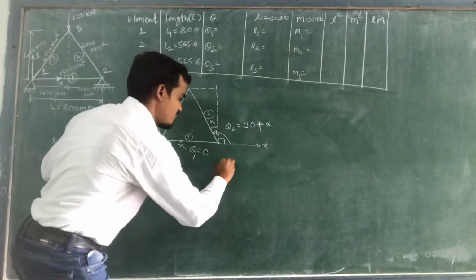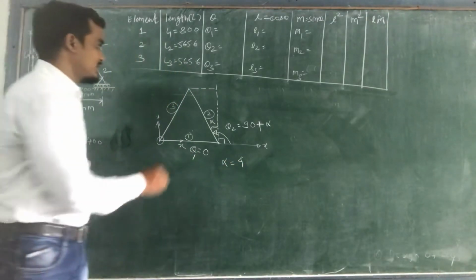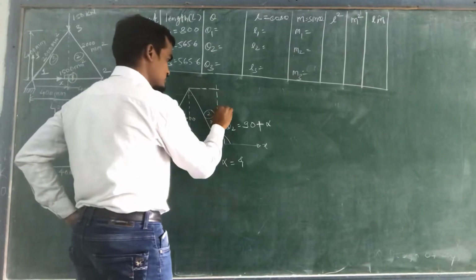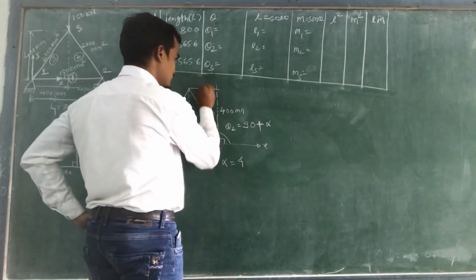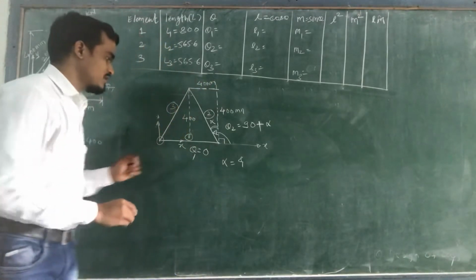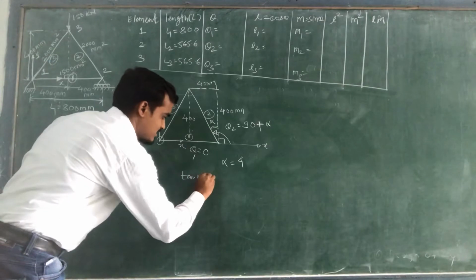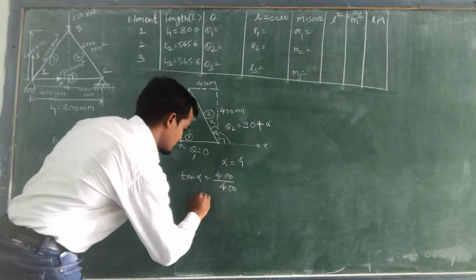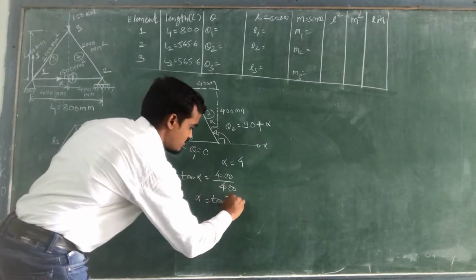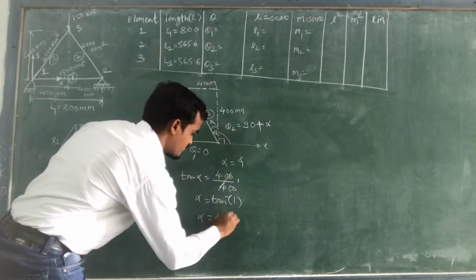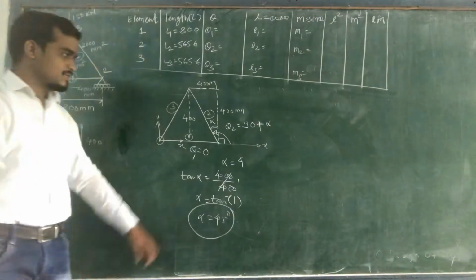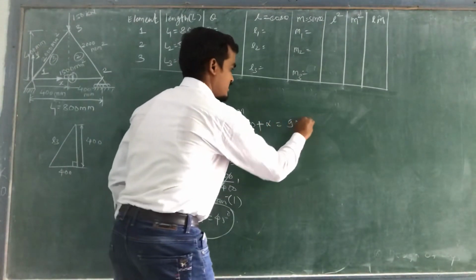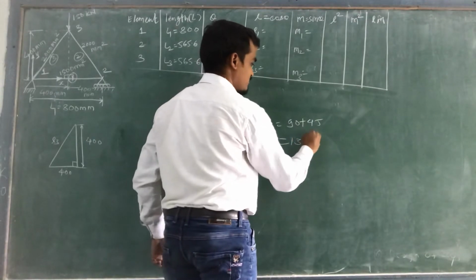So how do we find alpha? This side is equal to 400 mm, and this side is also equal to 400. So tan alpha is equal to the opposite side by the adjacent side, 400 by 400, so alpha will become tan inverse of 1, which is 45 degrees. From this diagram you get alpha equal to 45 degrees. So theta 2 will become 90 plus 45, which is 135.